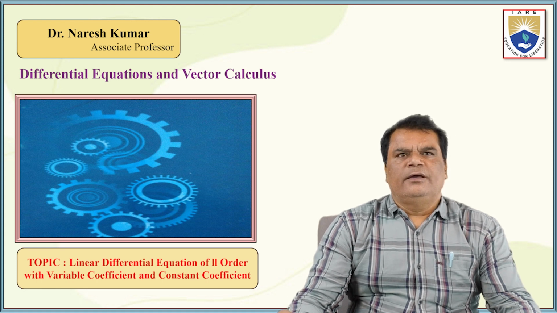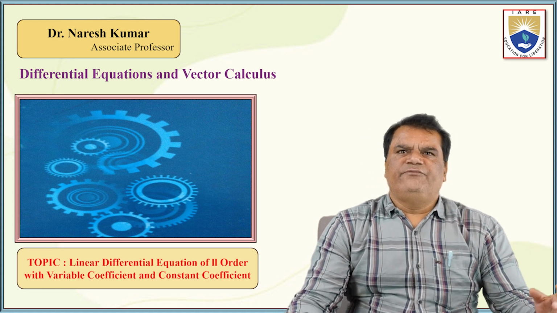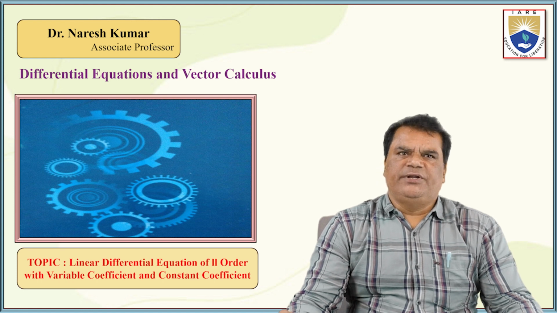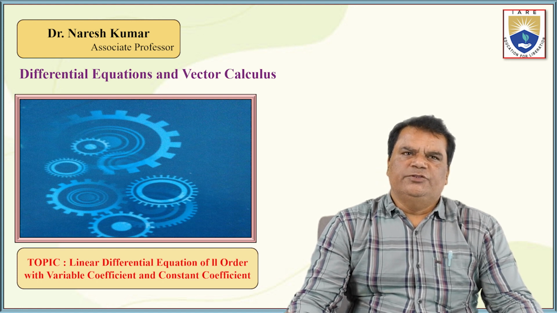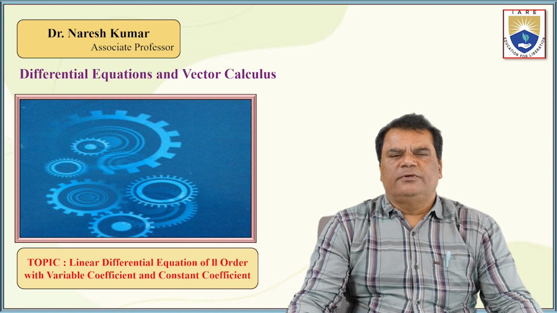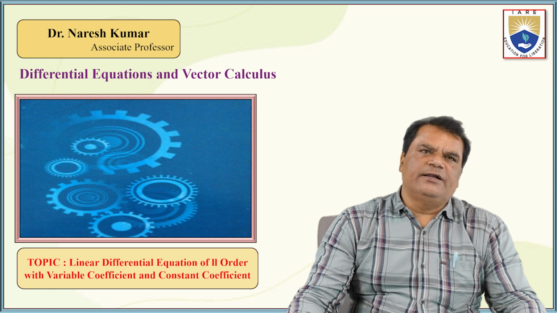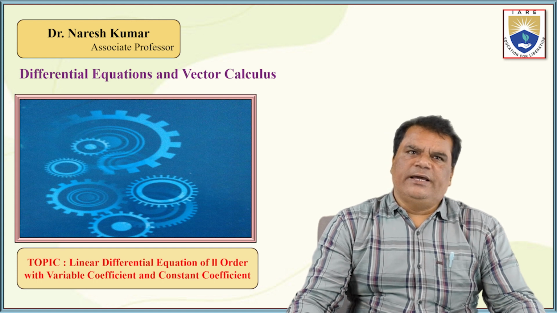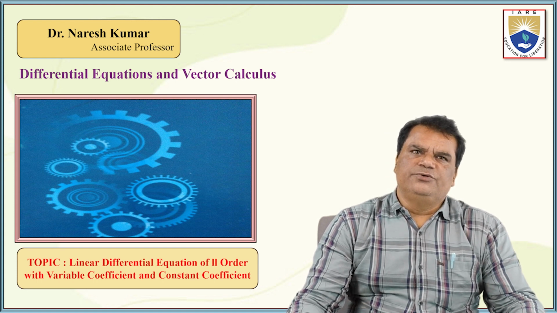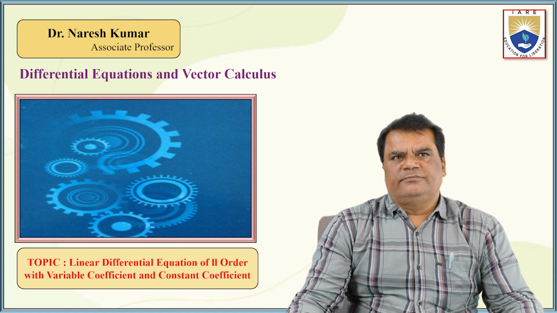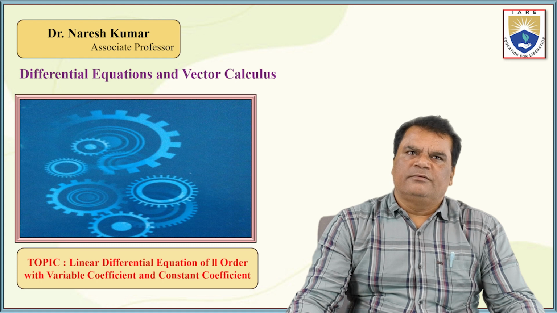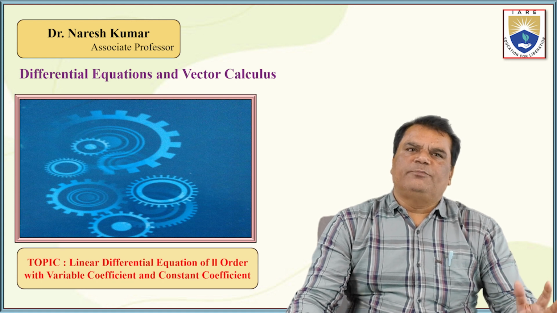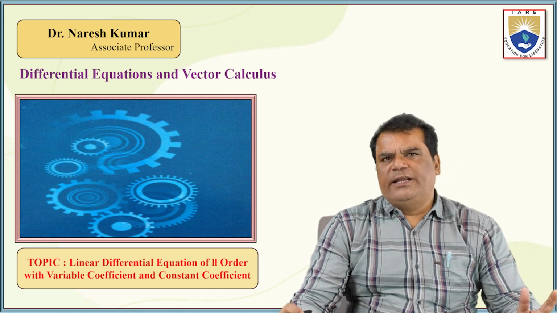Today, I want to discuss a very famous method. The name of the method is variation of parameters. This method is applied to solve a linear differential equation of second order with variable coefficient. Or we can also apply this method to a linear differential equation of more than second order, meaning third order, with constant coefficient. It means we can solve with the help of this method number 4, variation of parameters.